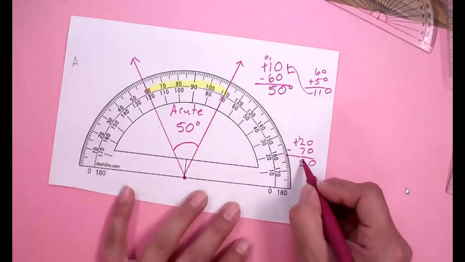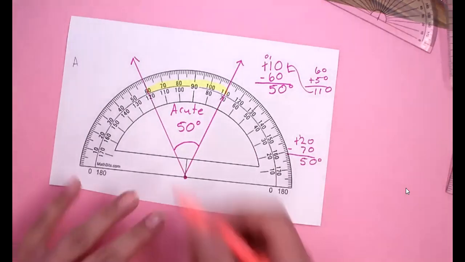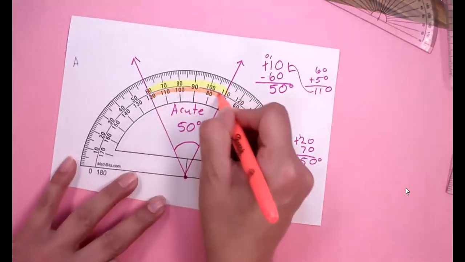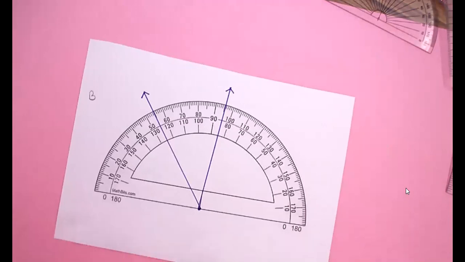And you would still get 50 degrees as a measurement if you use the inner scale. But be careful. You have to make sure that you stick to one and not do both of them unless it's not showing on your answer choices. Okay, one more, and I promise you this will be the last one right here for you to practice.